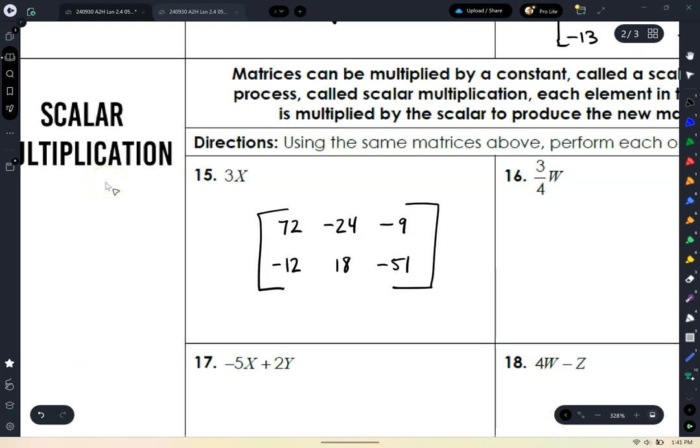You should have put down this matrix right here. Take a look and see how you did.